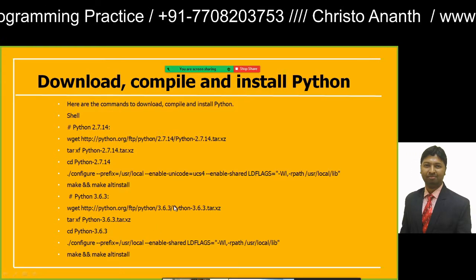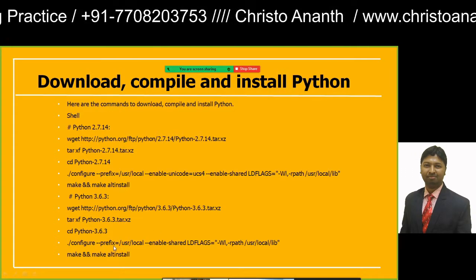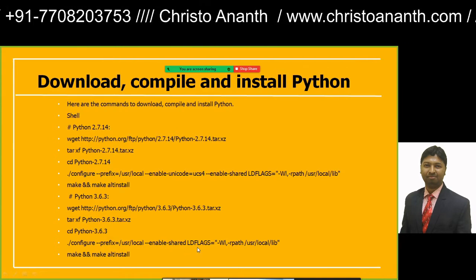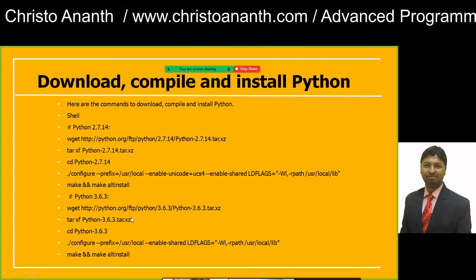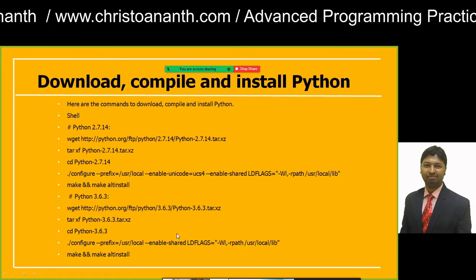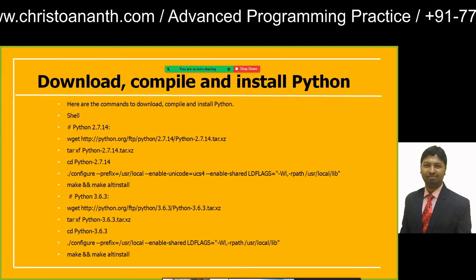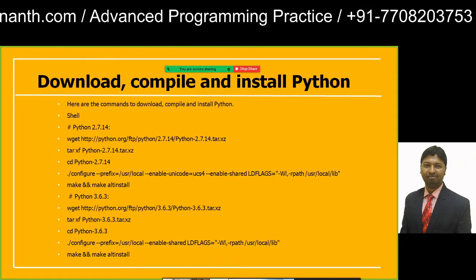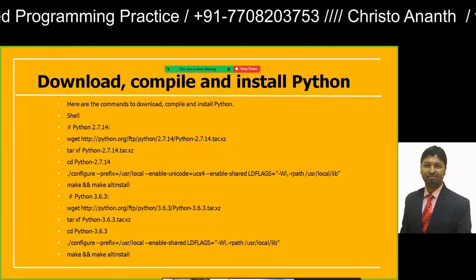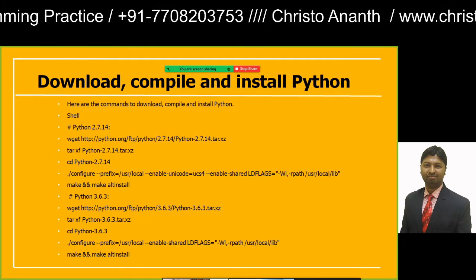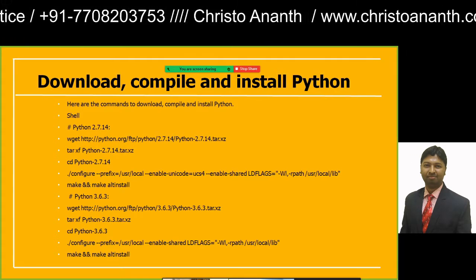Here once again you are going to configure with the prefix /usr/local, enable shared, and the /usr/local/lib library path. So you have to make sure that you download, compile, and then install the Python version correctly, either 2.7.14 or 3.6.3, and then run make install correctly.